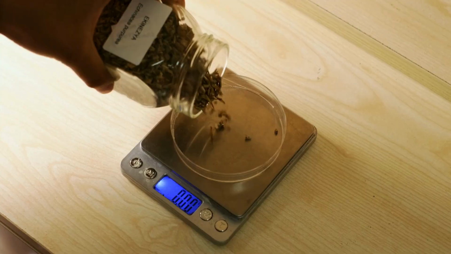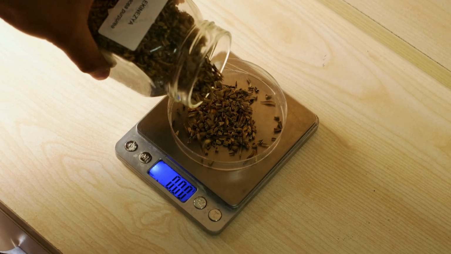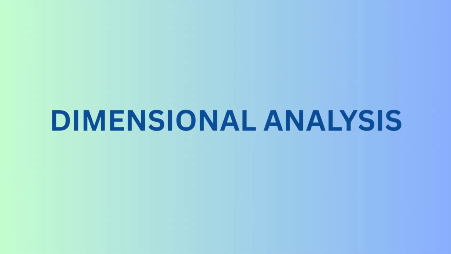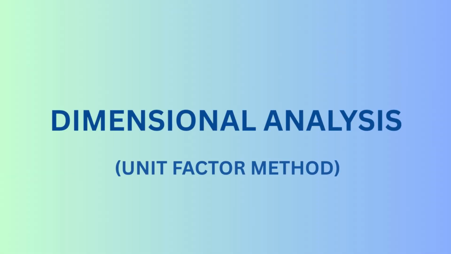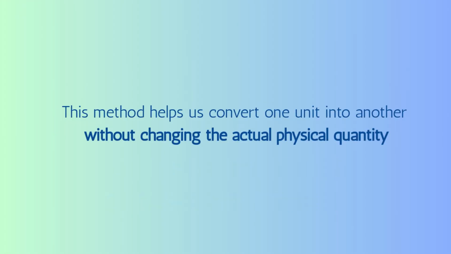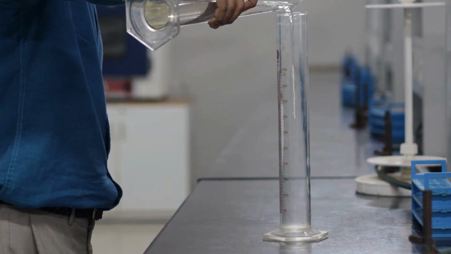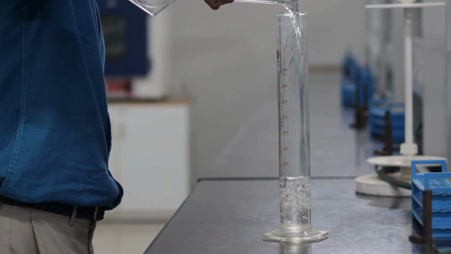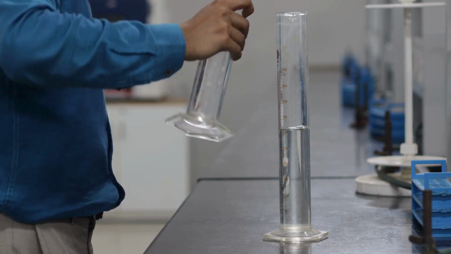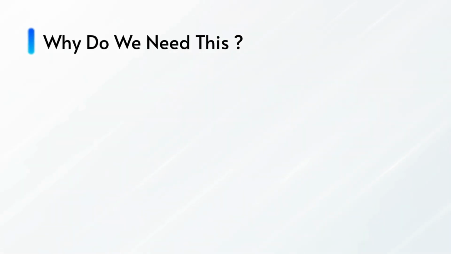In today's video, we are going to learn one of the most useful concepts in chemistry, dimensional analysis, also known as the unit factor method or factor label method. This method helps us convert one unit into another without changing the actual physical quantity. Once you understand this simple technique, unit conversions become very easy. So let's begin. So why do we need this?